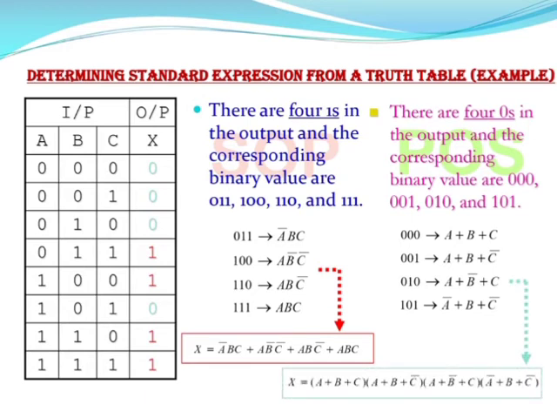Now the final standard POS expression is A plus B plus C into A plus B plus C bar into A plus B bar plus C into A bar plus B plus C bar.